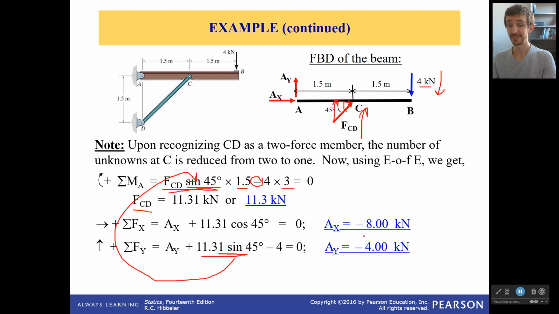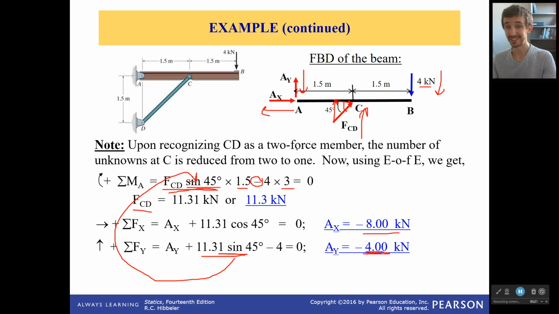And then when we solve that we get negative 8 kilonewtons for the reaction force at A in the x direction, and negative 4 kilonewtons for the reaction force at A in the y direction. Now notice the negative sign, which means that I drew these arrows in the wrong direction. This should have been to the left, and this should have been down.